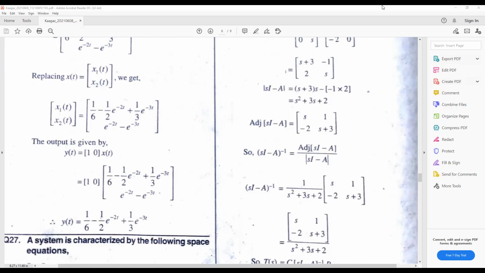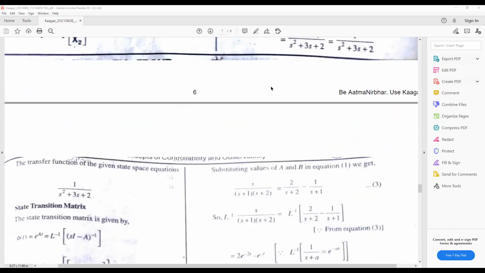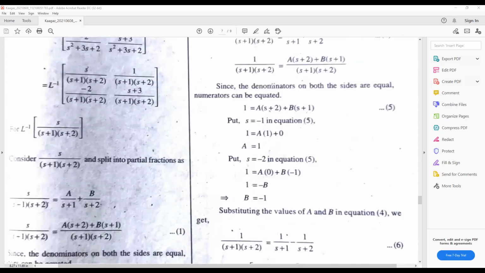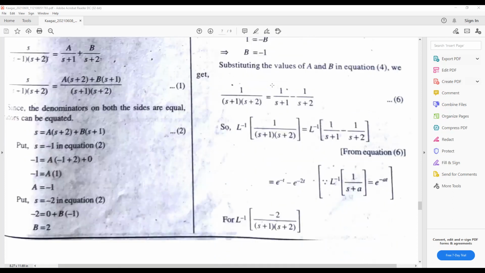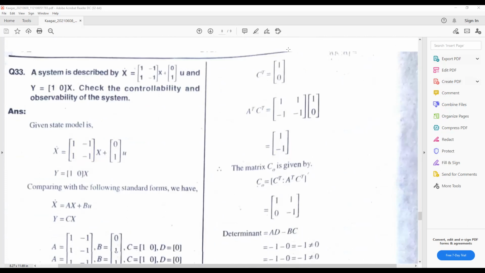So these are the problems in constructing the state transition matrix using the Cayley-Hamilton method also. We have already done many problems with the Cayley-Hamilton method. Next, let's look at problems on controllability and observability.